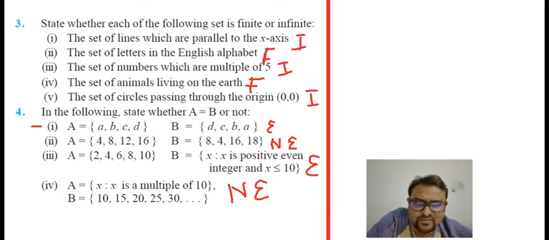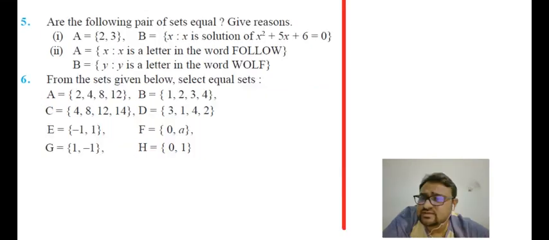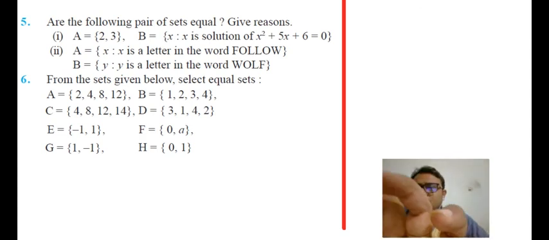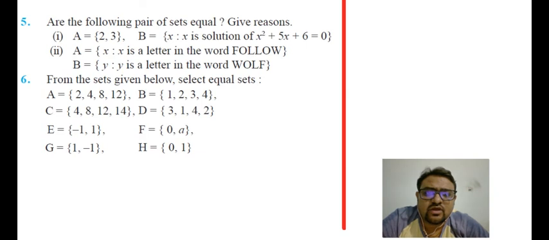Okay, so this was about question 3 and question 4. Now let's move to the next question. Are the following pair of sets equal? And if it is, then give reasons. So in question 5, first it is given A equal to {2, 3} and B is x such that x is a solution of x square plus 5x plus 6. Okay, so let me note it down.